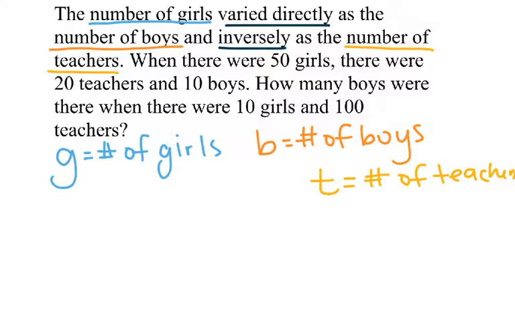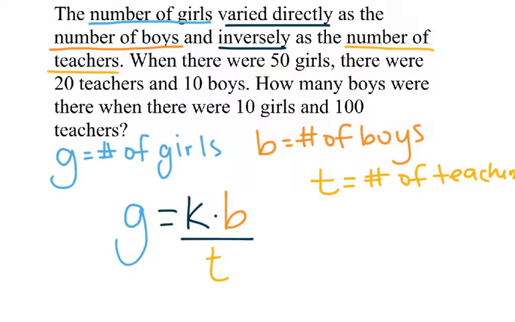So here's how you write that. So the number of girls varies directly with boys, but inversely with teachers. So remember, the first thing you always get to is like your Y variable, but I'm just going to use G. So the first thing you get to should be right to the left of the equal sign. There should always, always, always be a K value. Because we said directly, that's why I have multiplication. And then because it says inversely, that's why I have division.